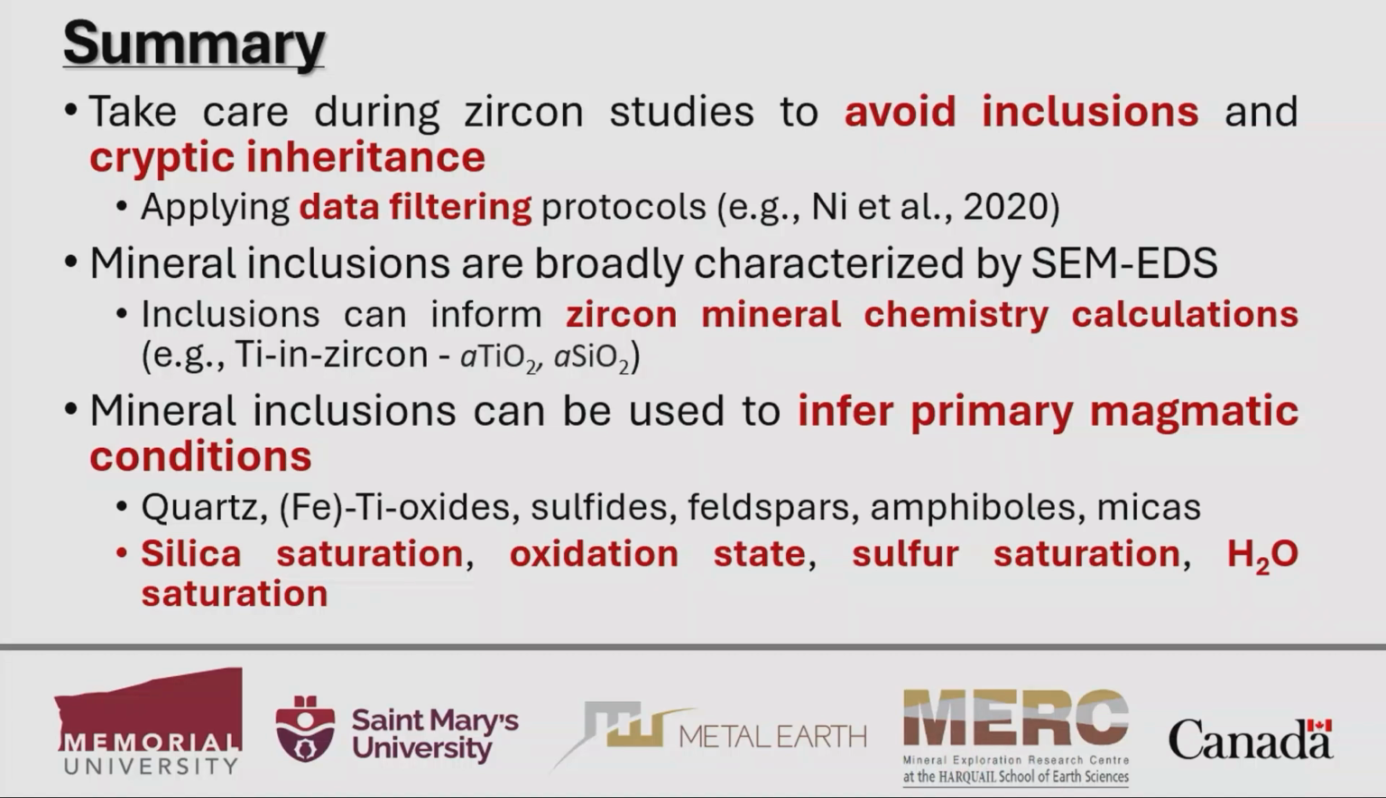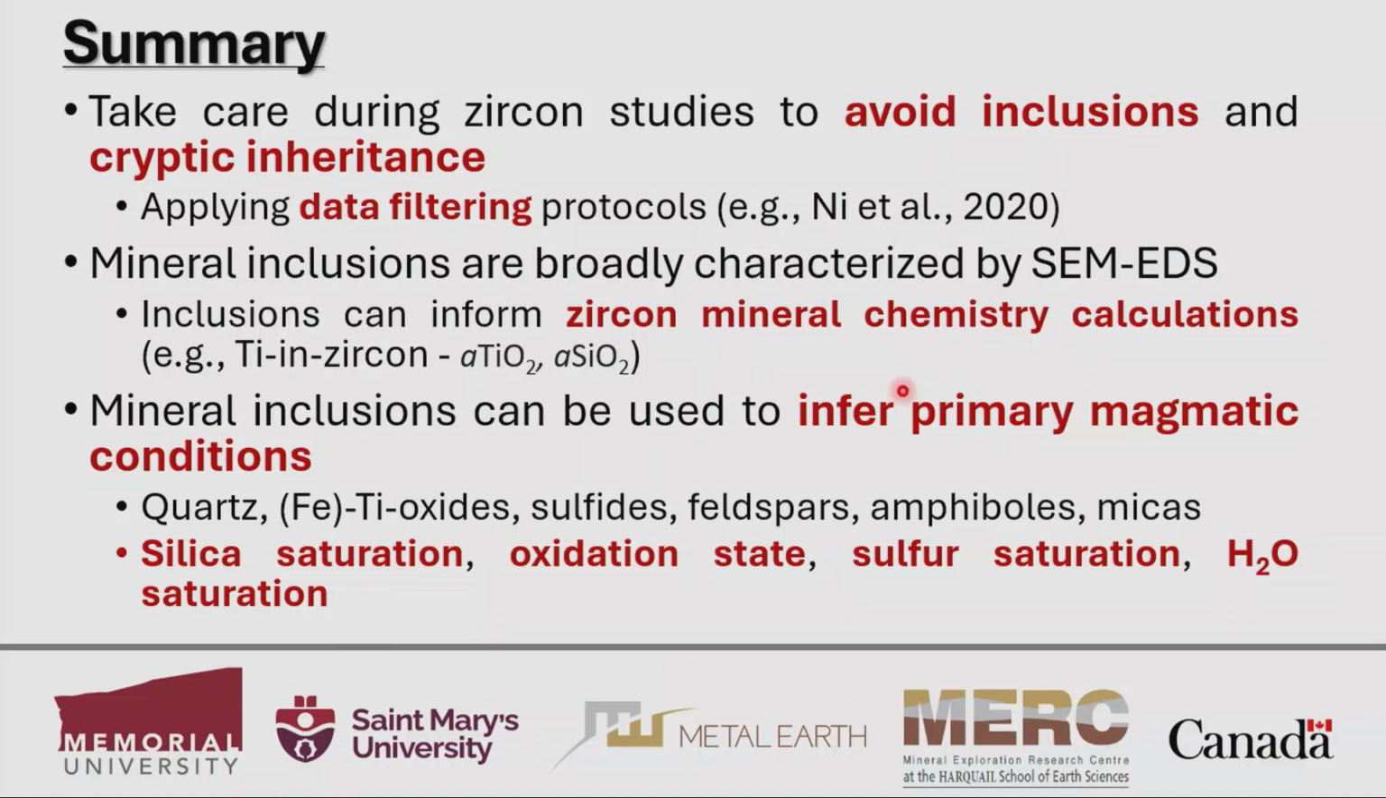So to summarize some takeaways from my own work on the zircon studies, it's definitely important to avoid inclusions and potentially cryptic inheritance. We don't always see those bright zircon cores relating to something that might have been assimilated, so it's worth really investigating those zircon textures. Applying data filtering protocols is going to be one of my next steps. There's a really great paper by Nie et al., who do a great job of cleaning the data set up to just look at mantle-derived zircons, and I think that is going to really improve the trends that we're able to see in the mineral chemistry.